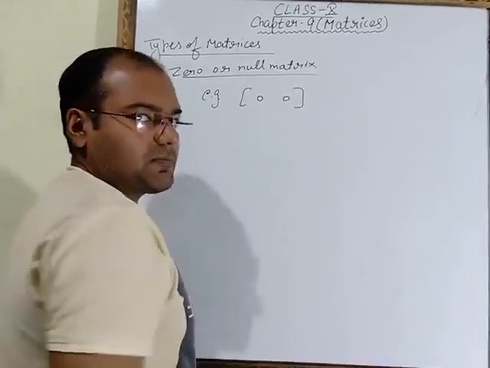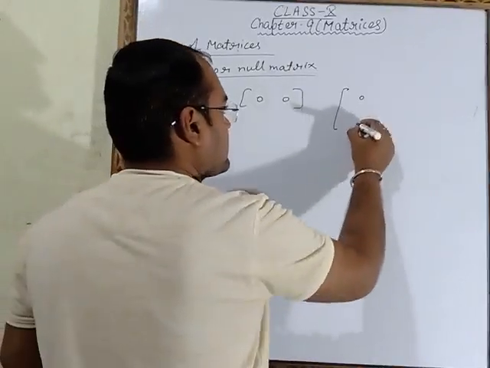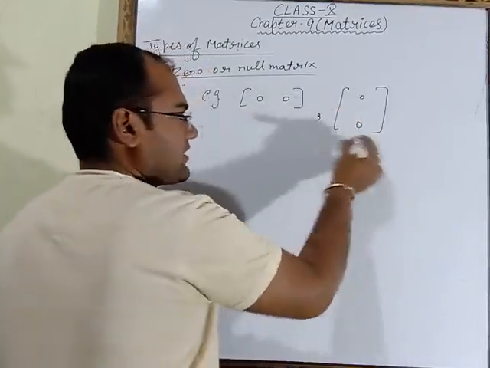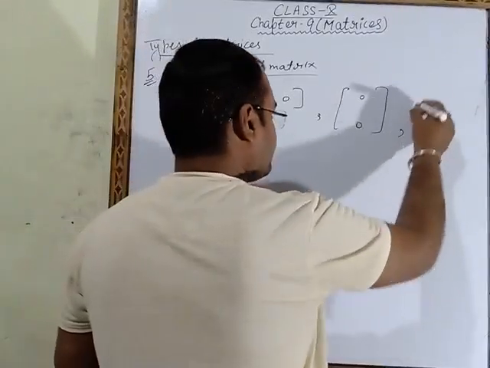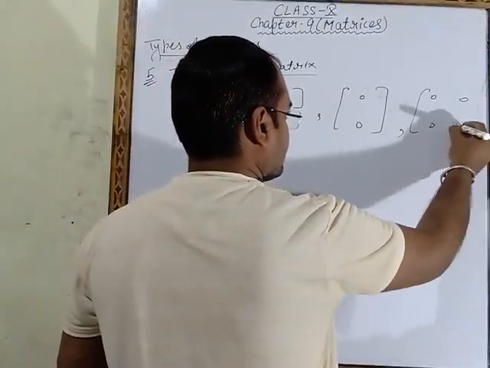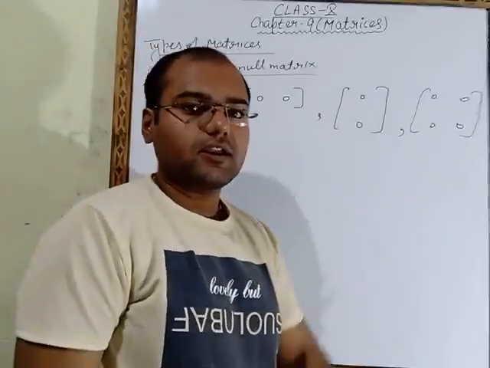This is the first example. Here all the elements are 0. This is the second example. Here also all the elements are 0. This is the third example. Here also all the elements are 0.